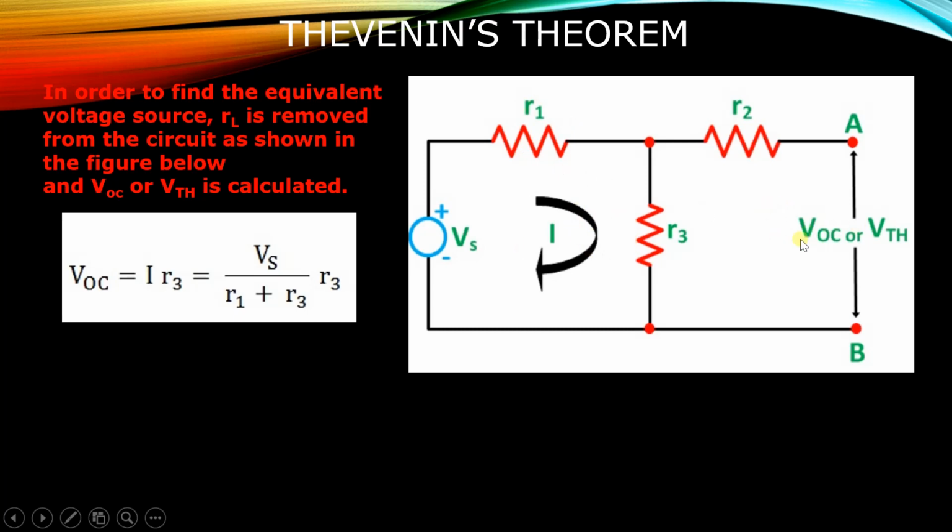And when we find the voltage across terminals A and B, it will be VOC, the open circuit voltage, or V Thevenin, which equals I times R3. Whatever voltage we have between terminals A and B is also the voltage across the R3 resistance, and I equals Vs, the voltage source, divided by R1 plus R3. So this is our Thevenin voltage.